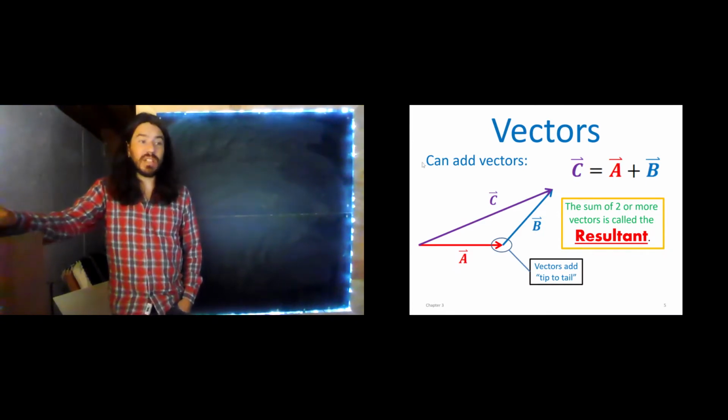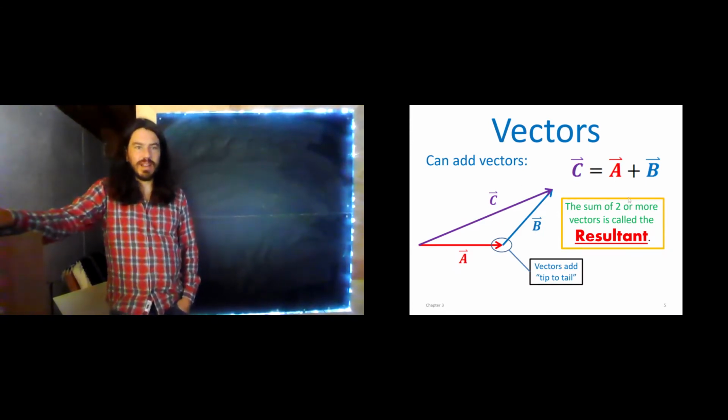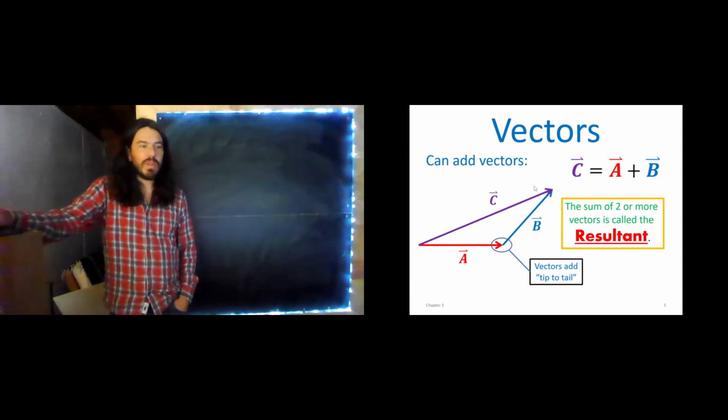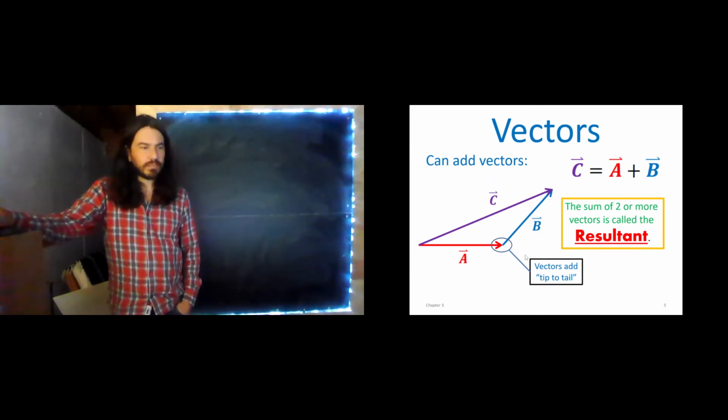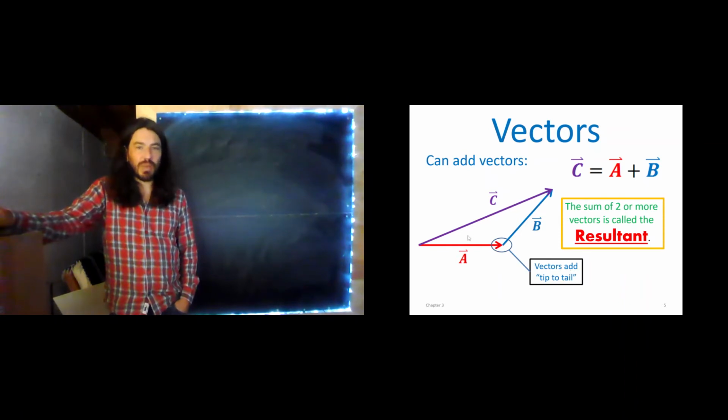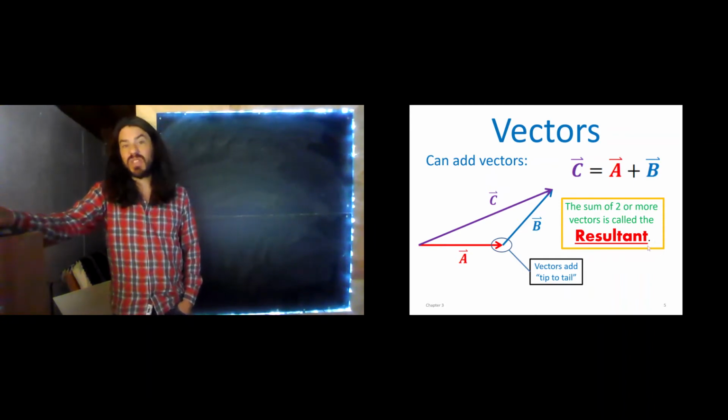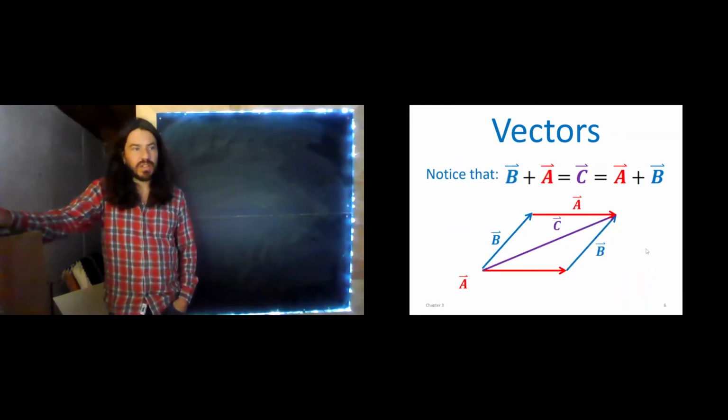So we can add vectors. We've actually already seen this slide, but we're going to talk about it a little bit more in depth here and a little bit more abstractly. We saw this slide in the context of specifically displacements, and we're going to talk about it more generally. Vectors always add tip to tail if we're using the drawing technique of adding vectors. So we draw A, we draw B, tip to tail, and then the resultant is C. The resultant is just a fancy name for the sum of 2 or more vectors.